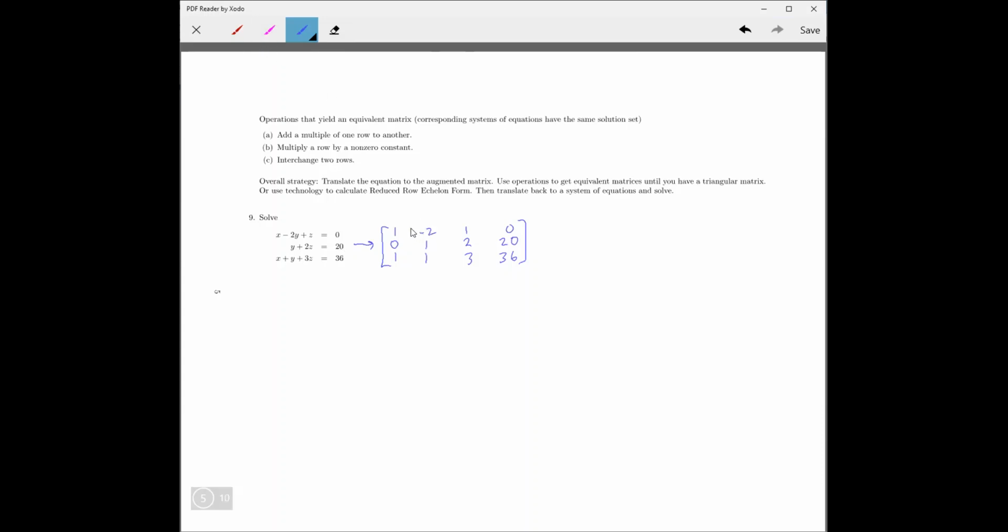Okay, so great. We have a 1 here, so that's great. That's 0, so that's even better. This is a 1 there, so let's get rid of that 1. We'll use the top row to do it. So I'm going to multiply the top row by -1 and add it to the bottom row. Okay, so -1 times 1 is -1, plus 1 is 0. So that's going to be a 0 there. -1 times -2 is 2, plus 1 is 3, so that's going to be a 3. -1 times 1 is -1, plus 3 is 2, so that'll be a 2. And then -1 times 0 is 0, plus 36, that's just going to remain a 36.